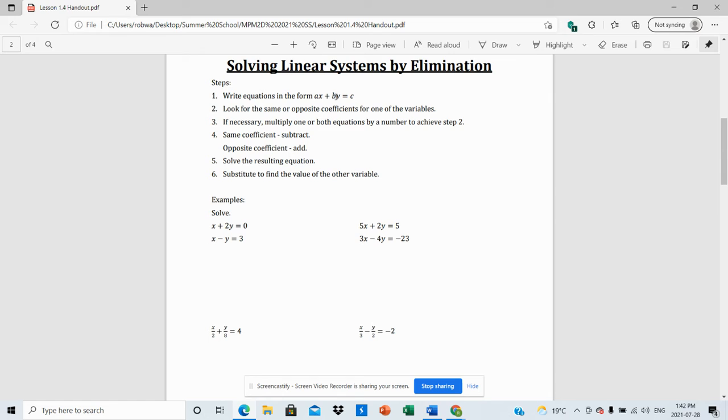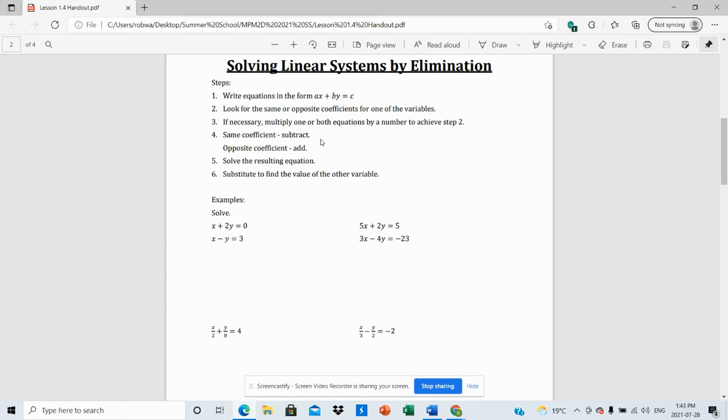And sometimes we'll have to do step 3, which is, if necessary, we'll have to multiply one or both equations by a number to achieve step 2. And we'll have some examples of that as I go through it. Once we've got that, if the variable we're trying to eliminate has the same coefficient in both equations, so if they're both positive or both negative, we're going to subtract the equations. If they have opposite coefficients, so one is a positive and one is a negative, we're going to add the two equations. The goal here is to eliminate one of our variables.